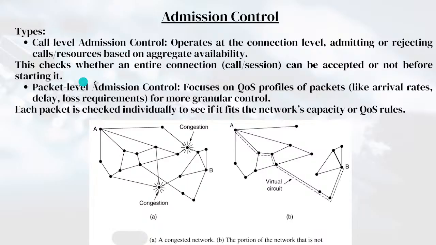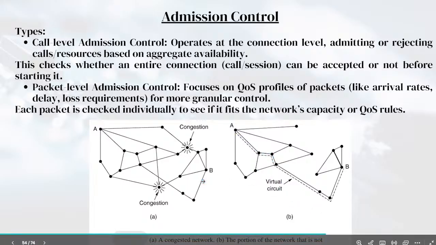Packet level admission focuses on the quality of service profile of the packets, like arrival rate, delay, loss requirements, etc., for more granular control. Each packet is checked individually to see if it fits the network capacity or quality of service rules. So you can see both the differences. Here it is a mesh type network, which is interconnected, so some congestion is happening, and here it has a virtual circuit, because of that there is no chance of congestion.